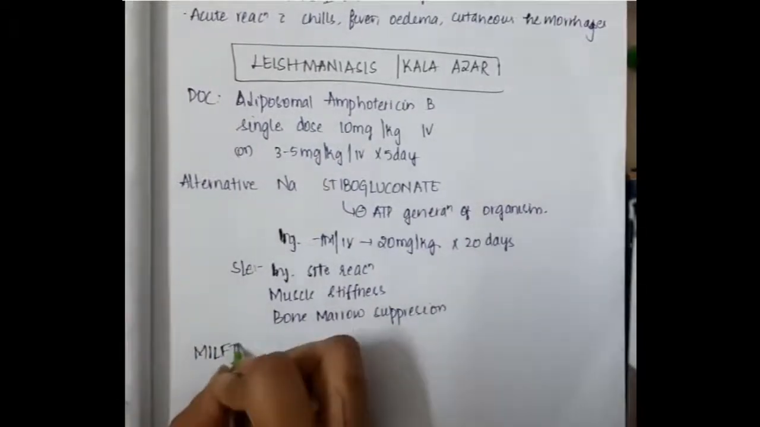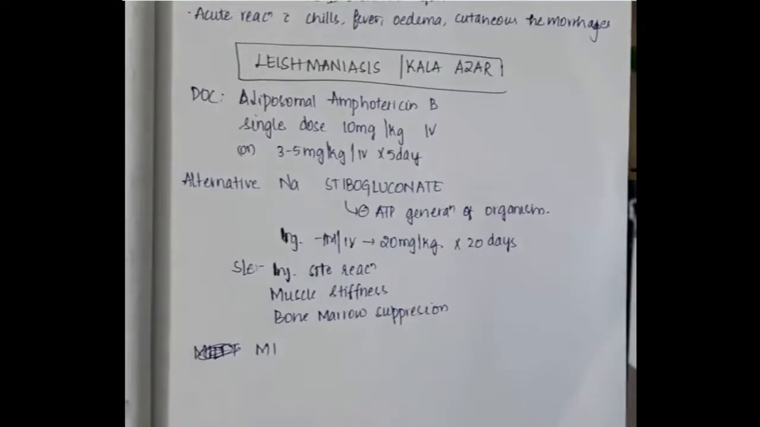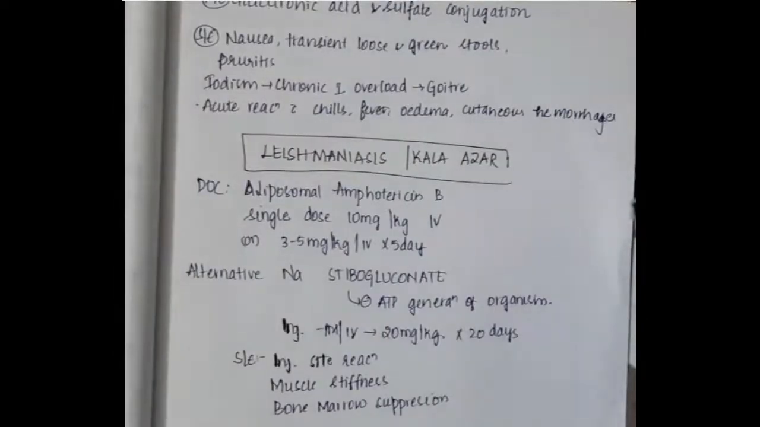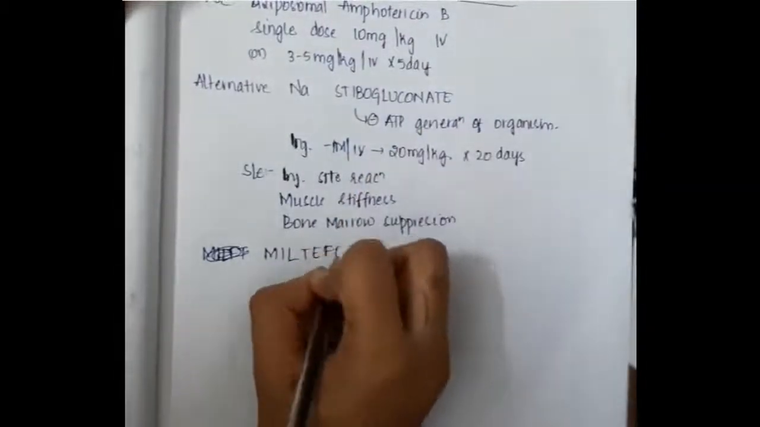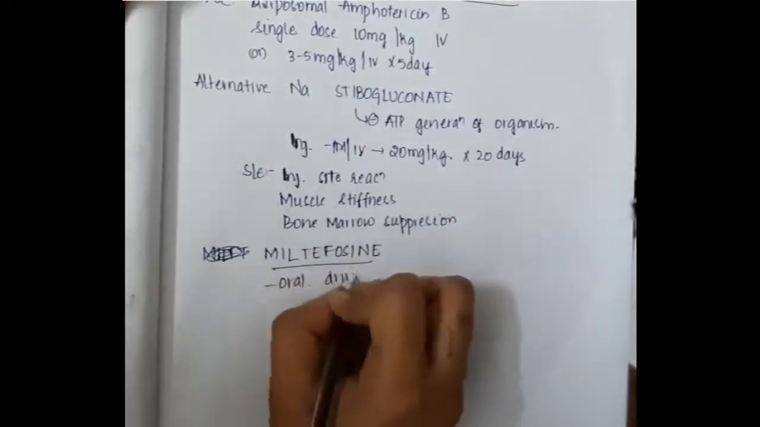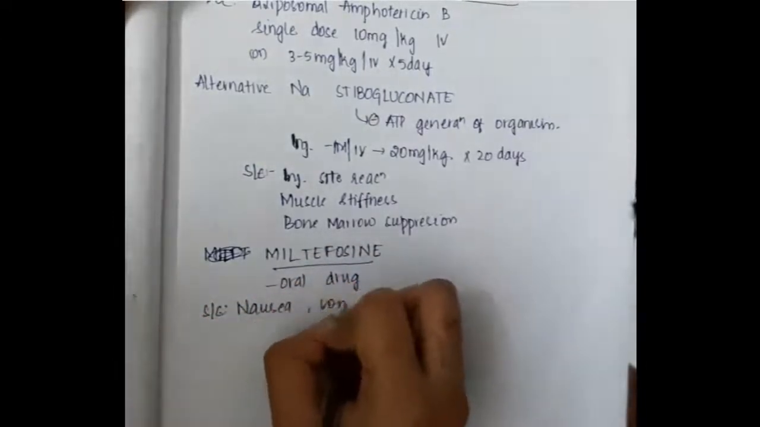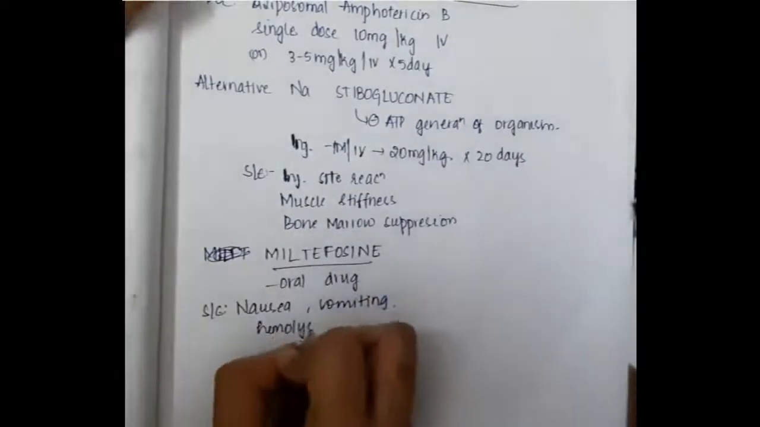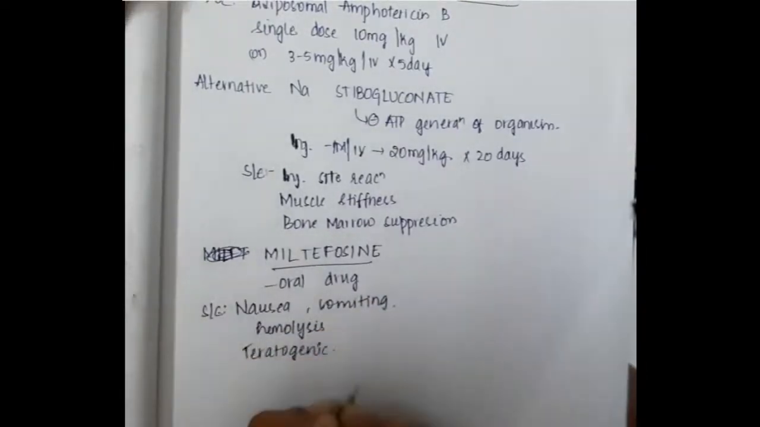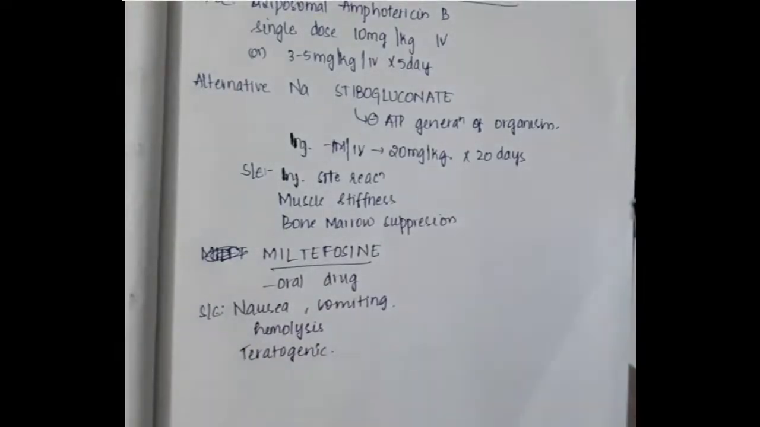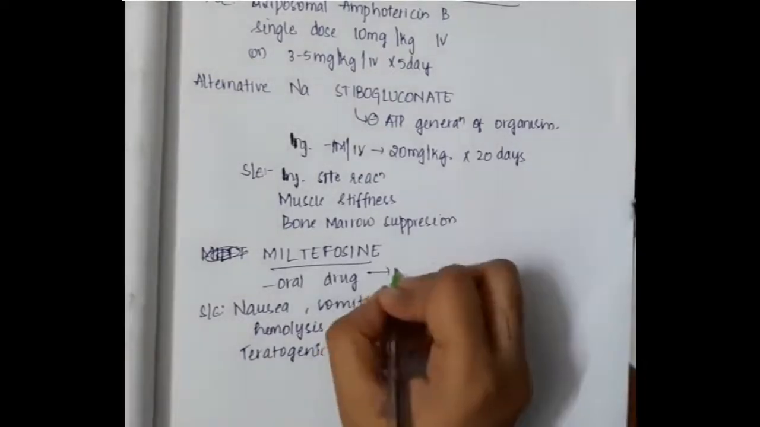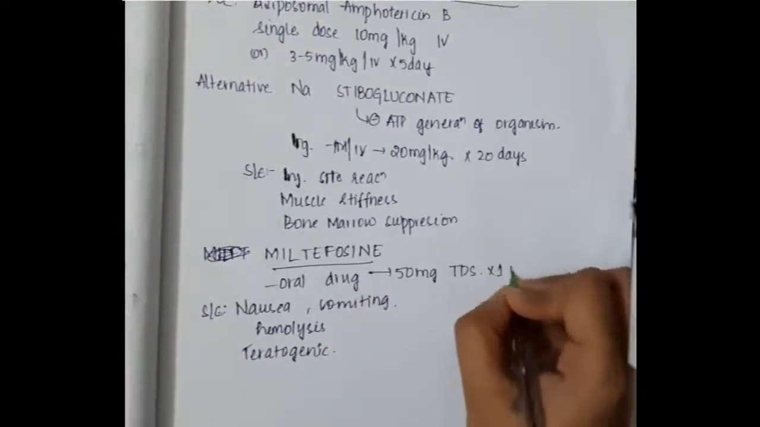Then the drug miltefosine. This is an oral drug and it is also used in leishmaniasis. The side effects of miltefosine are nausea, vomiting, hemolysis, and this drug is teratogenic. The dosage is 50 milligrams TDS for 1 month.